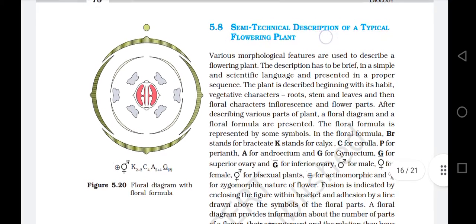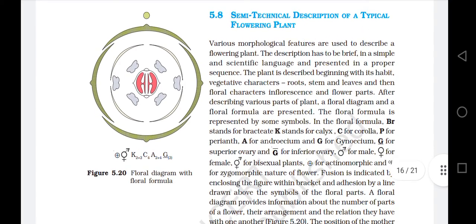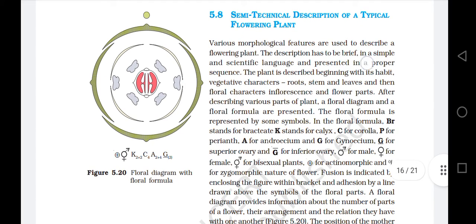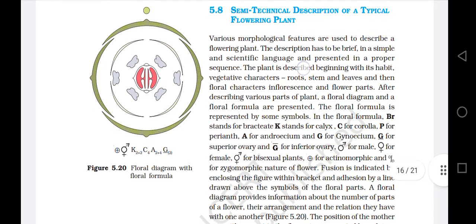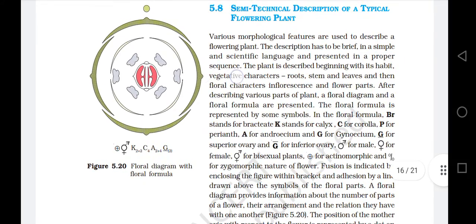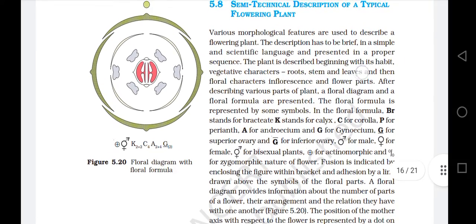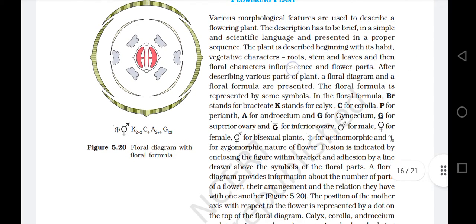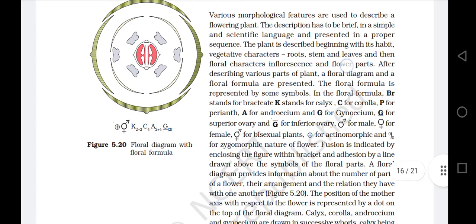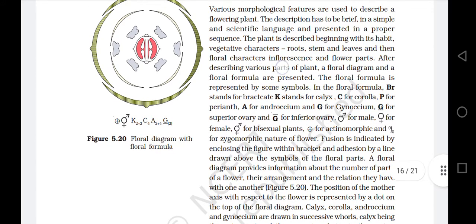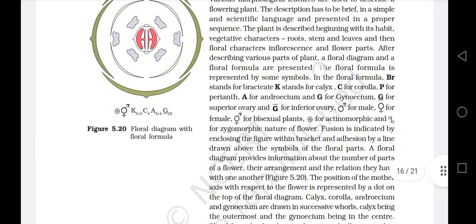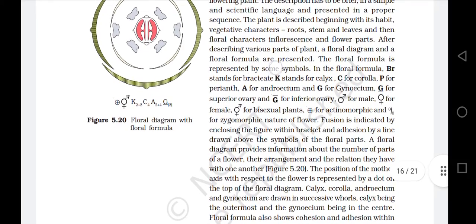5.8 Semi-technical description of a typical flowering plant. Various morphological features are used to describe a flowering plant. The description has to be brief, in simple and scientific language, and presented in a proper sequence. The plant is described beginning with its habitat, vegetative characters, root, stem, and leaves, and then floral characters, inflorescence, and flower parts. After describing various parts of the plant, a floral diagram and a floral formula are presented.